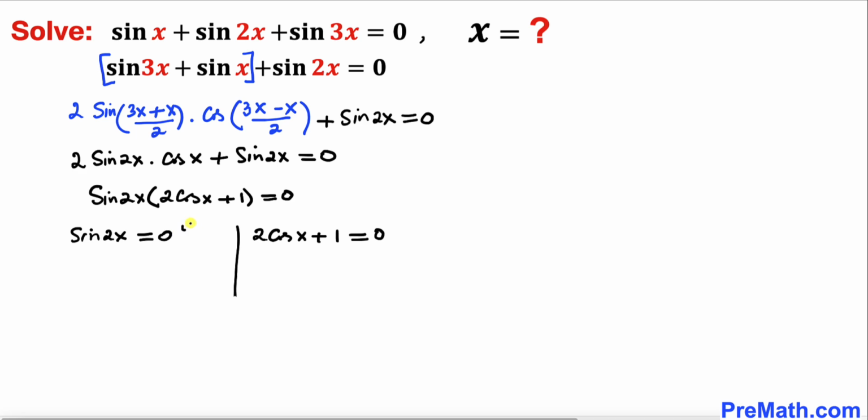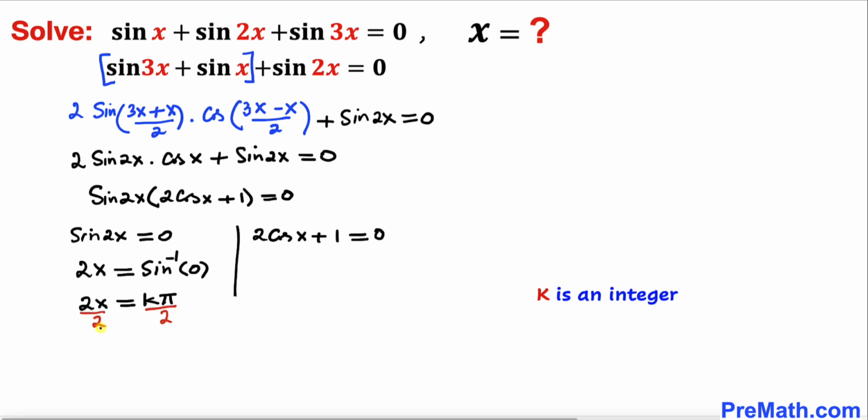Now let's focus on this very first equation. We can write 2x equal to sine inverse of 0. And we know that sine inverse of 0 is simply k times pi, where k is an integer. So 2x equals k times pi, where k is an integer. Now let's divide both sides by 2. So our x value turns out to be k pi divided by 2.